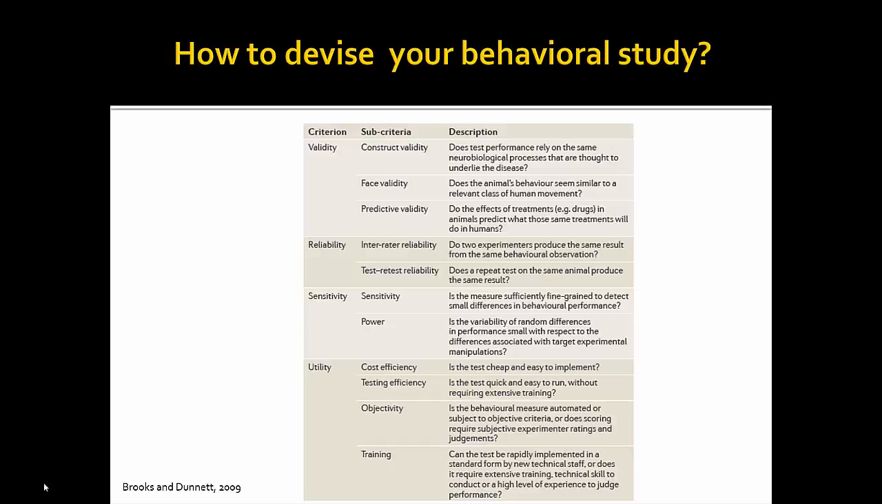And then second is face validity. Does it seem similar to human behavior? For example, with drugs of abuse, self-administration would have more face validity, because self-administration means the animal is voluntarily taking the drug. Versus conditioned place preference, which is predictive validity, where you are giving the drug to them and they still give the same response that you expect them to have, but you're forcing them to take the drug. Does that make sense? Yes.